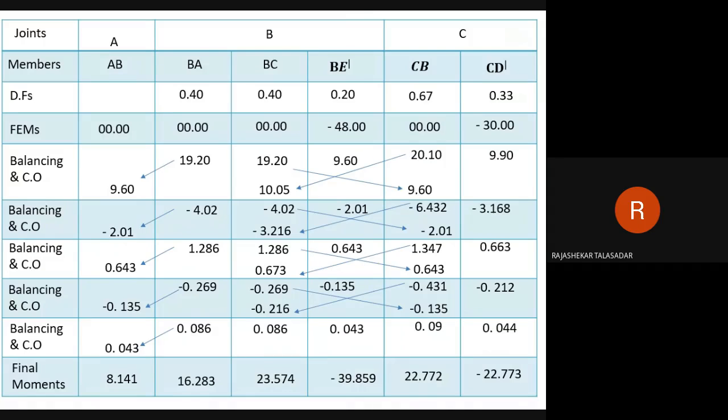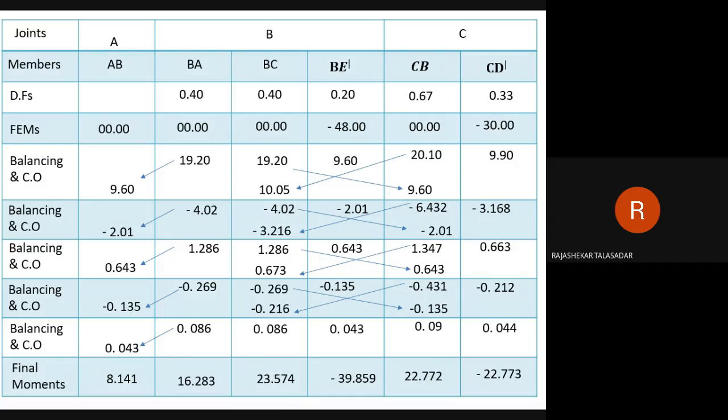Now, once you write these joints and members, enter the distribution factors of the corresponding members. BA, BC, and BE dash are added. CB is 0.67, CD dash is 0.333. Now enter the fixed end moments. AB is not carrying any load, so AB and BA will be 0. Similarly, BC is a column that is also not carrying any load, so the fixed end moment is 0. BE dash is minus 48. Actually, EB will be plus 48, but EB is not here because it comes in the other half, so it is to be minus 48.